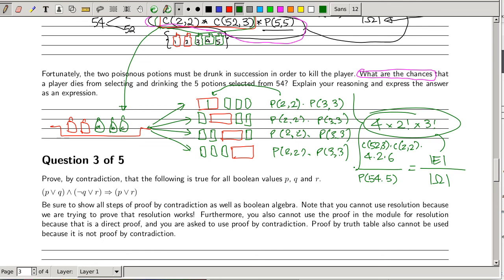So it'd be good so far in terms of looking at this question.